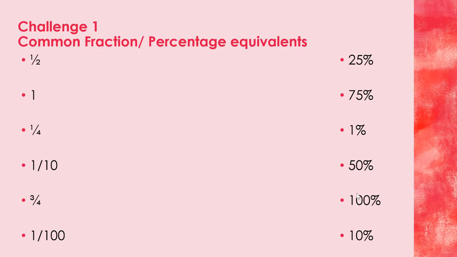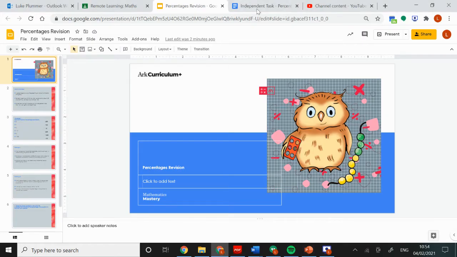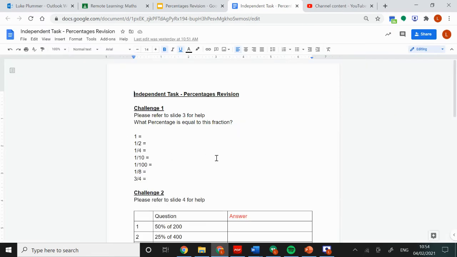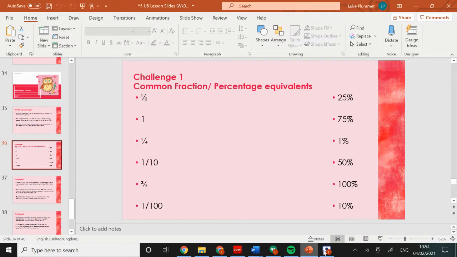Here is challenge 1. This is going to be one of those lessons again where I would encourage you to watch the challenge 1 part of the video, pause it, go over to your independent task and complete challenge 1. Challenge 1 is asking you to find the percentage equivalents to these fractions. We're going to go over them now. Some of you might like to do this at the end because you already know them and you want to test that you've remembered them. Some of you, if you are struggling to remember them, that's absolutely fine. You can do them step by step as we do them on the video.